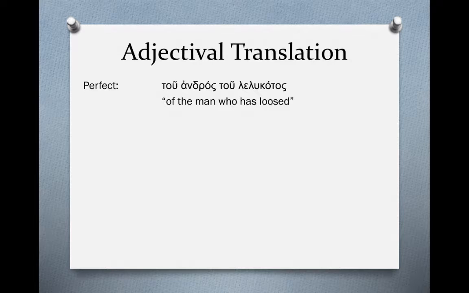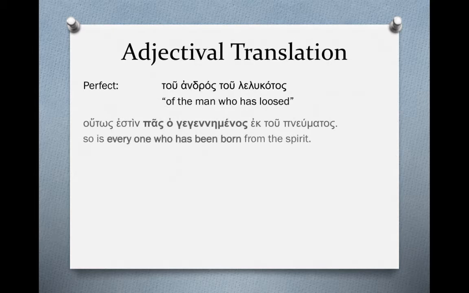So here's an example of the perfect participle, an active form, modifying the word that means man. Tu andros tu leluketos. So we translate this, of the man, we'll keep that key word for the genitive case, who has loosed. And just as we've seen with other participle constructions, we often need to provide a relative pronoun in the translation for it to make the most sense.